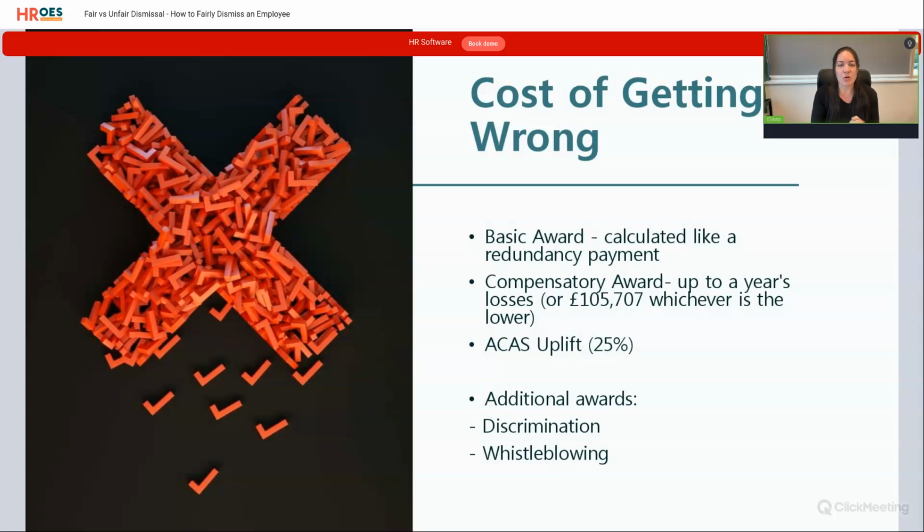So the cost of getting it wrong. So the basic award is calculated like a redundancy payment. So a week's pay is now capped at £700, and hopefully we all understand about the multipliers, depending on somebody's age. The compensatory award, so this has gone up actually. So I'm just going to give you the correct figures here now.